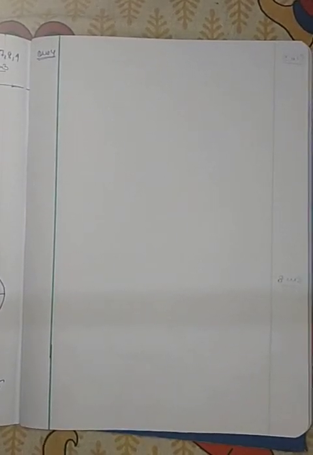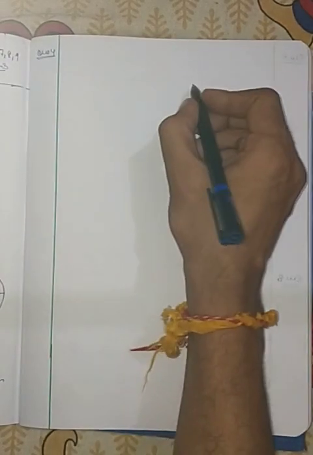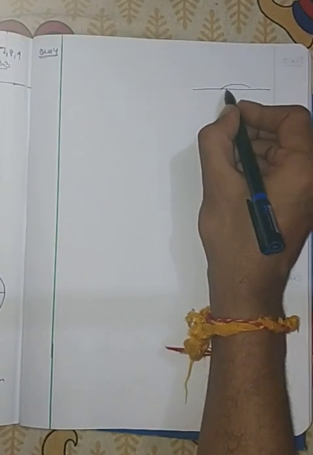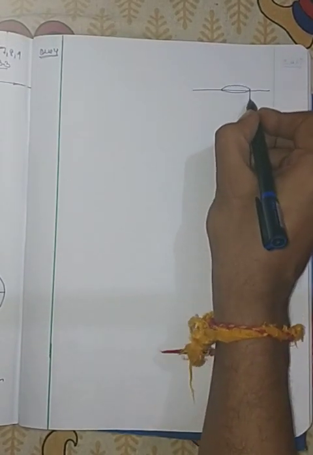Now coming to question number 4 of your exercise 13.3. Read this question. This question we have already discussed in ninth class, the same question. A well of diameter 3 meter is dug 14 meter deep. The earth taken out of it has been spread evenly around it. A well. This is ground. A well is the shape of cylinder.